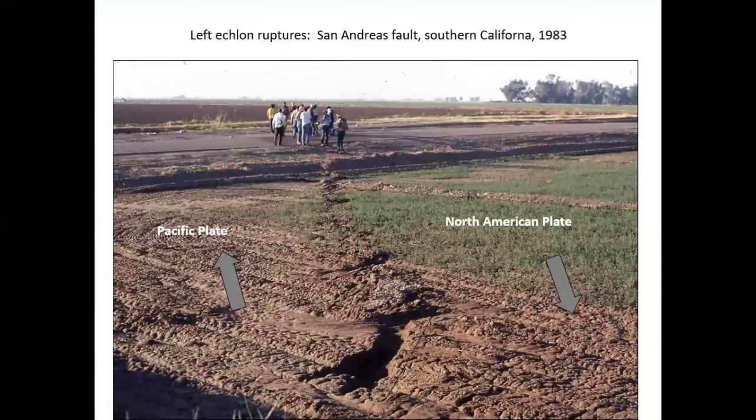Here we have the surface rupture of the San Andreas Fault after the 1983 Southern California earthquake. You can see on one side we have the North American plate. On the other side, to the left, we have the Pacific plate. These two plates are moving relative to each other. As a result of this motion, at the surface we don't have a fault scarp or an exposed San Andreas fault plane. Instead, we have those fracture arrays, which are left echelon ruptures.